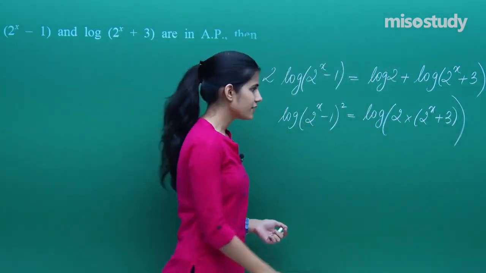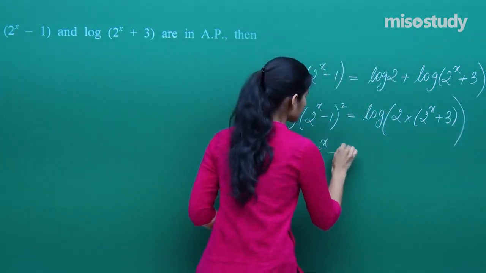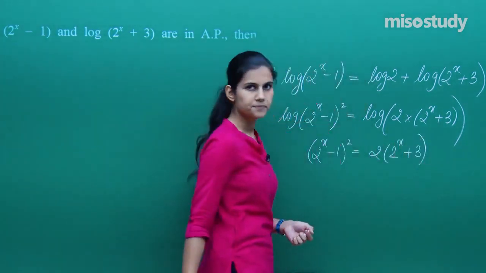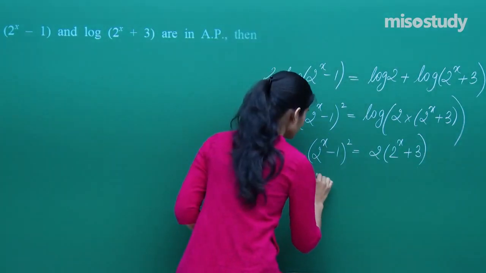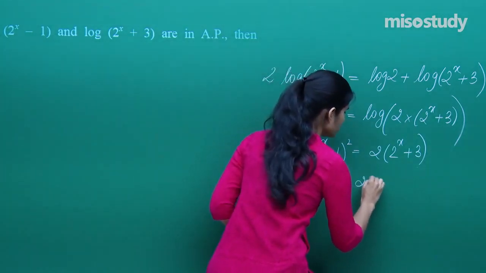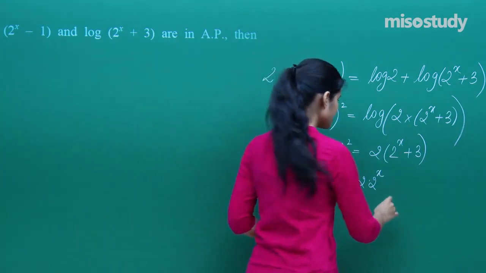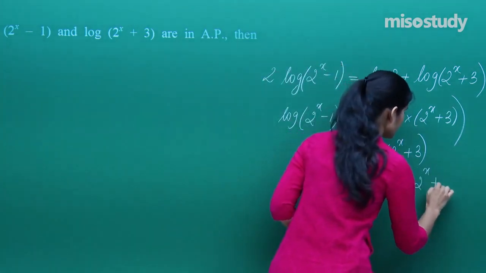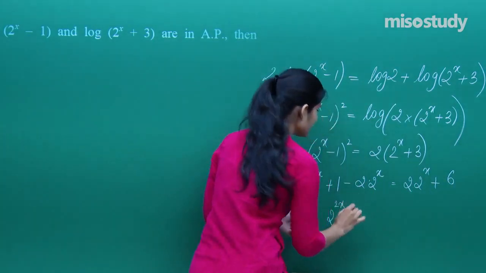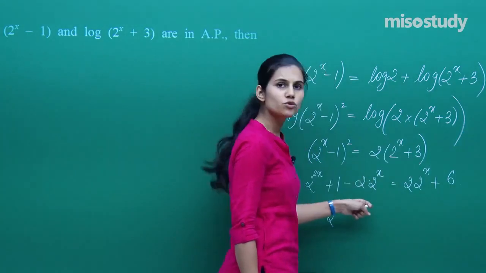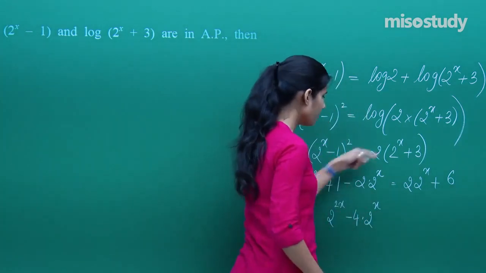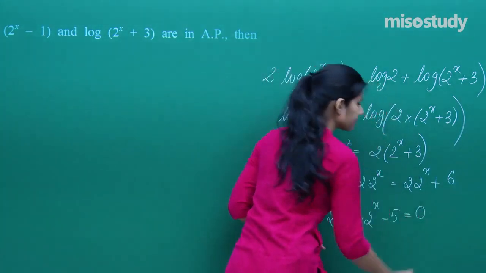You know log to the base e is a 1-1 function, so this implies (2 to the power x minus 1) whole square equals 2 into (2 to the power x plus 3). Which means (2 to the power x) whole square, which is 2 to the power 2x, plus 1 minus 2 into 2 to the power x equals 2 into 2 to the power x plus 6. So what you are left with is 2 to the power 2x minus 2 into 2 to the power x minus 2 into 2 to the power x, which is minus 4 into 2 to the power x, plus 1 minus 6, which is minus 5.